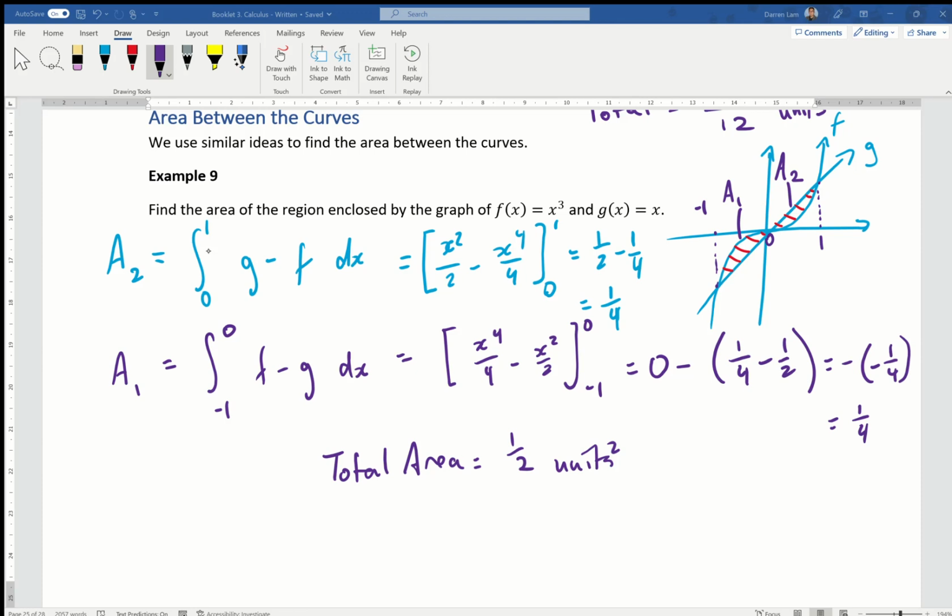Then it tells you the answer. Bottom right, the area is 0.5. Done. That's it, which obviously is what we got. Any questions? Okay.